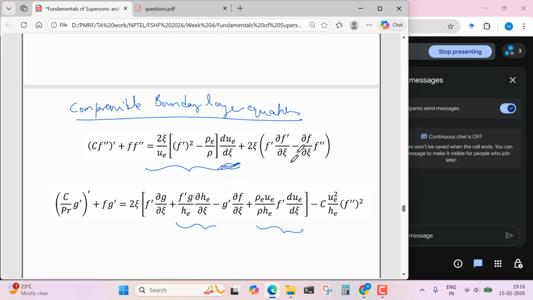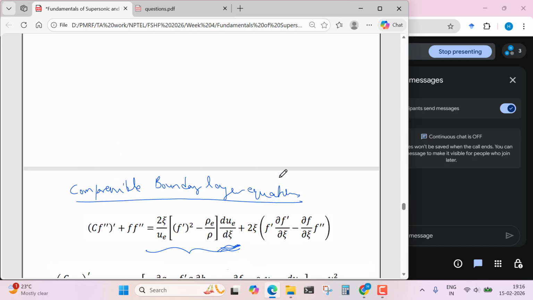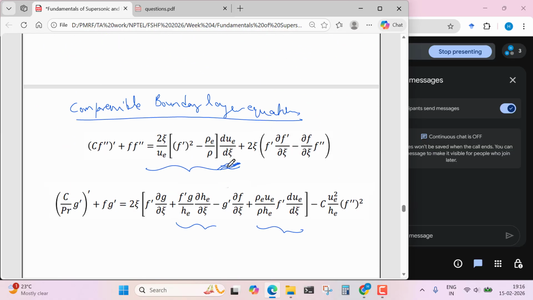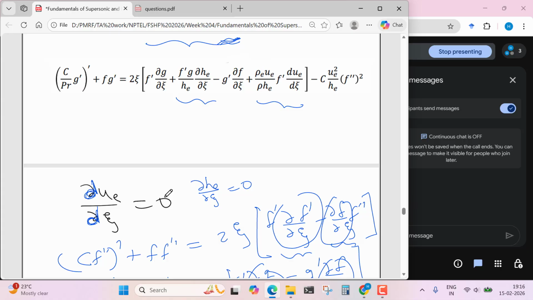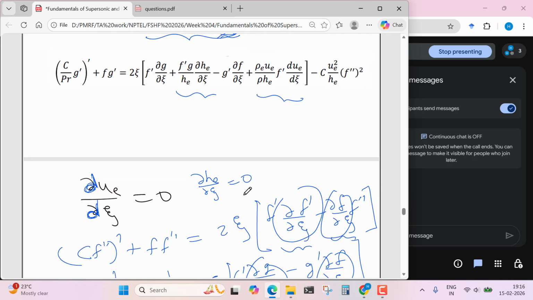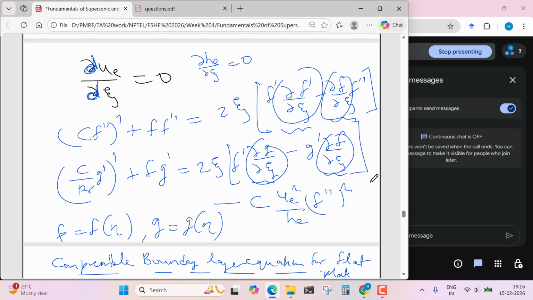So if you substitute this f, g, and transform in terms of ξ and η, you will get this compressible boundary layer equation. And here we take that due/dξ equal to 0, and ∂he/∂ξ equal to 0. So we will get this final form of the equations.